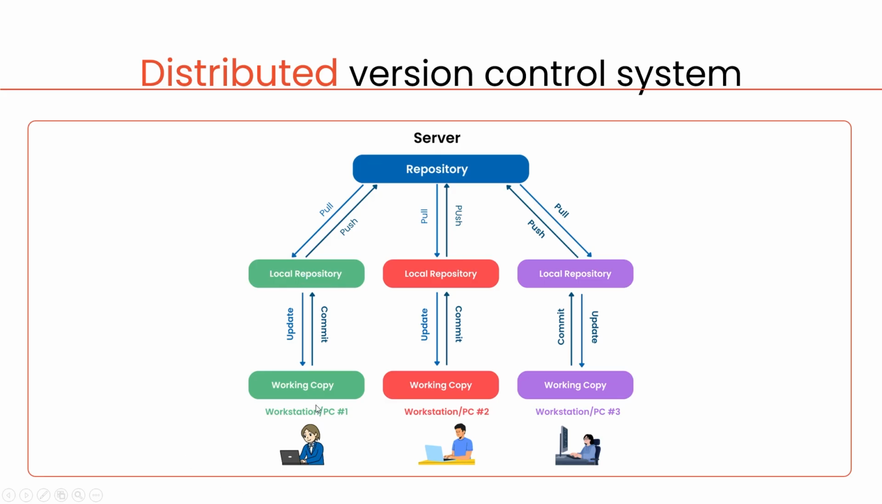So for example, this developer made changes, then committed those changes to local repository, and then pushed those changes to the server. So there is no single point of failure. Git is a distributed version control system.